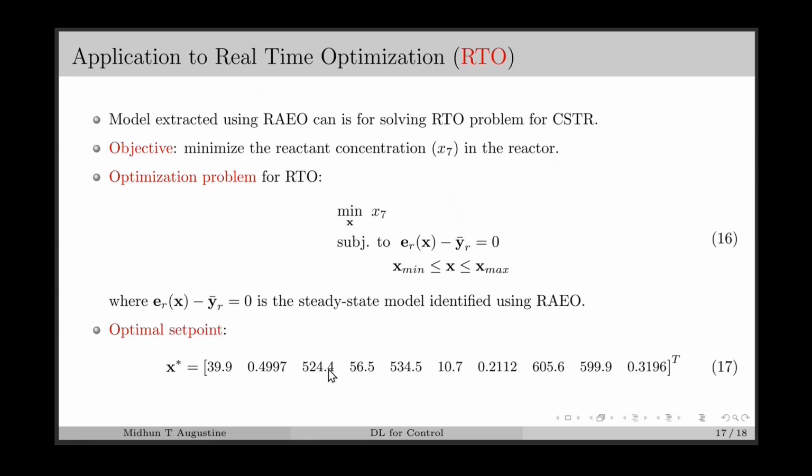Normally in a real-time optimization problem, we use a first principle-based steady-state model to define this constraint. And if the first principle model is not available, we can use the data-driven models derived using AEO or RAEO to define this equality constraint.